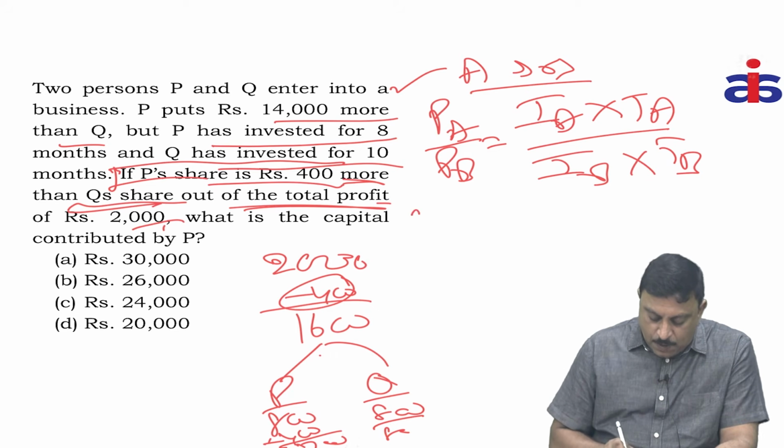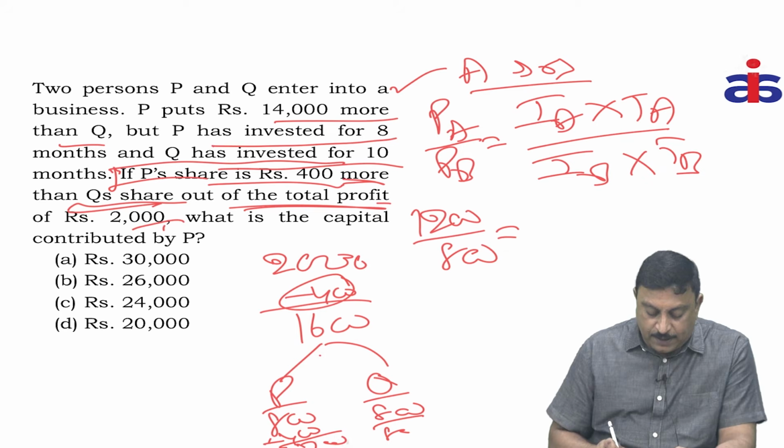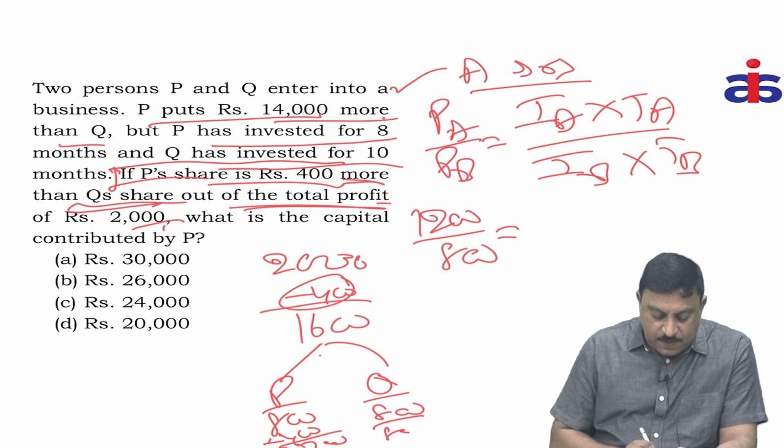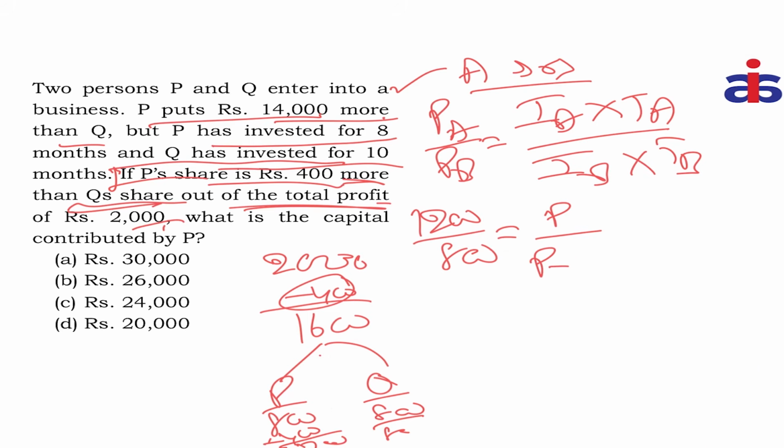For P by Q, the profit of P is 1200 by the profit of Q is 800, and put the investment. P's investment is compared with Q's. So I will write here, P's share is P only and Q's share is P minus 14,000, because P should be more now, right? And the time of P is how much? 8 months, and the time period of Q is 10 months.